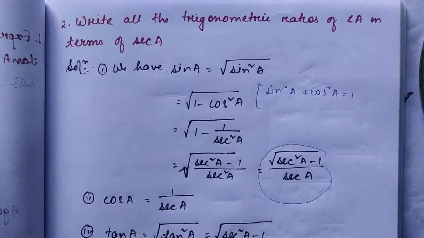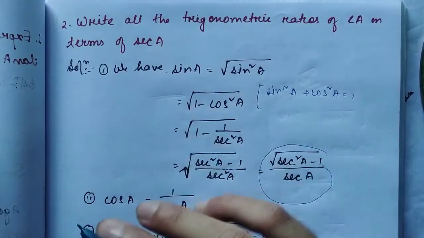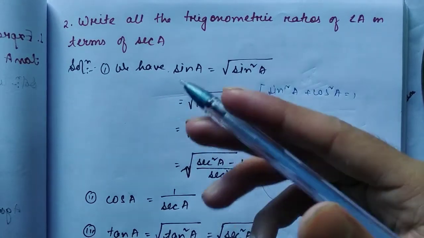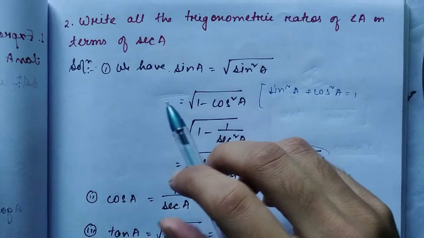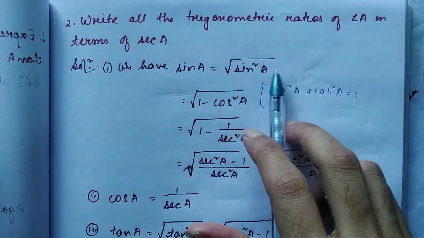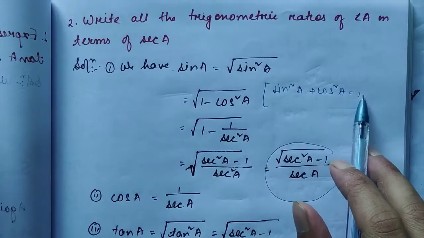Now the second problem is to write all the trigonometric ratios of angle A in terms of sec of A. That is, we have to write the other trigonometric ratios, sine, cos, tan, cosec and cot, in terms of only sec of A. So for sine of A, what we do is we write sine of A as root over sine square A like in the previous problem, and we know that sine square A plus cos square A is equal to 1.